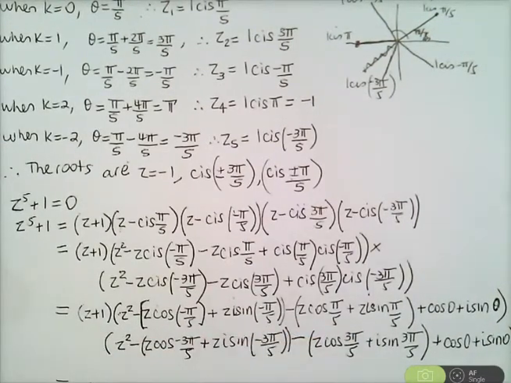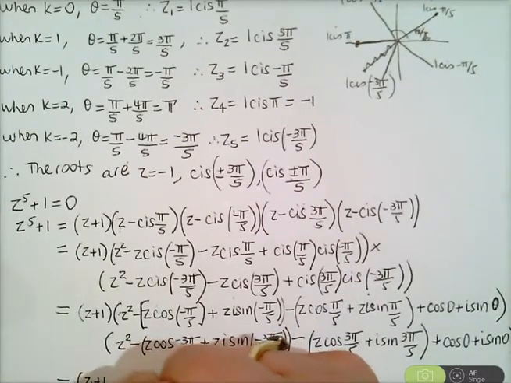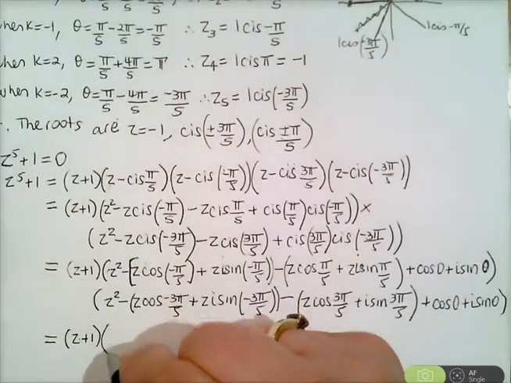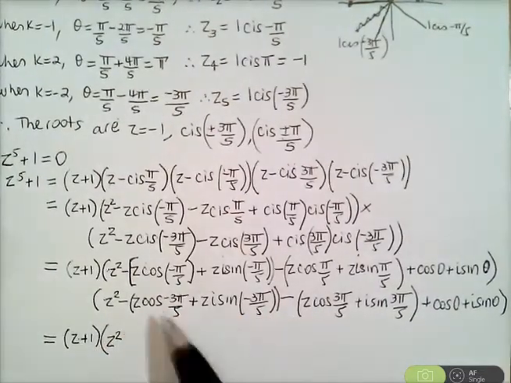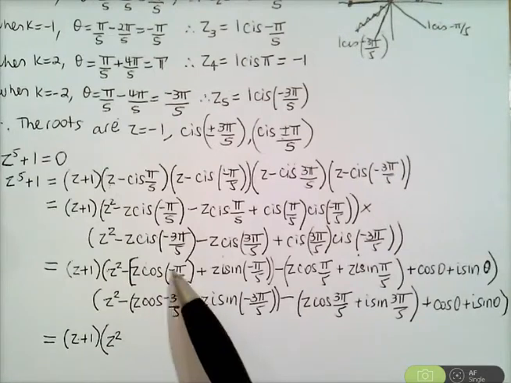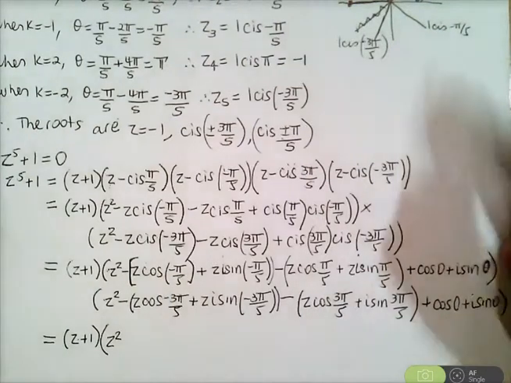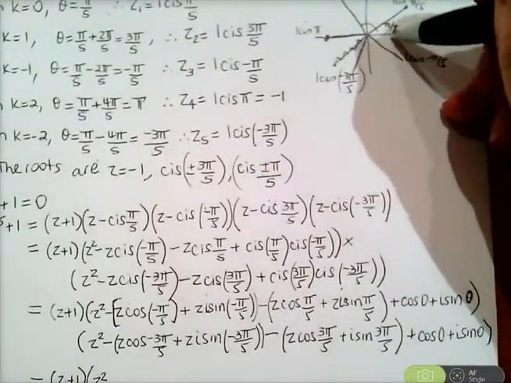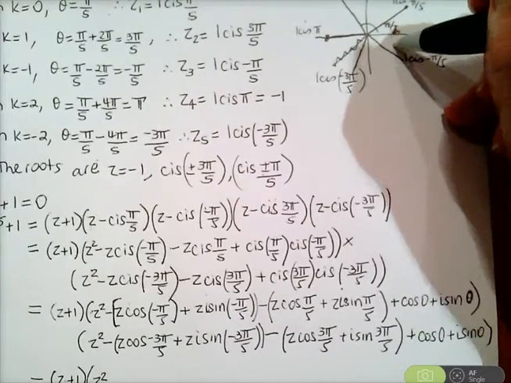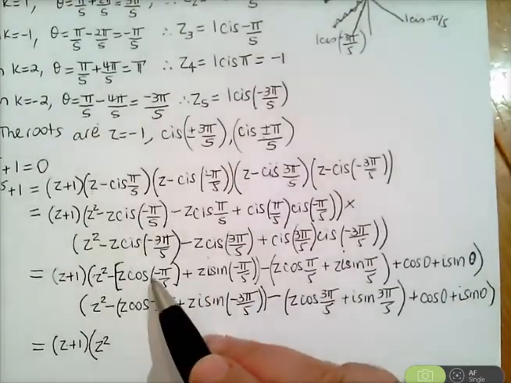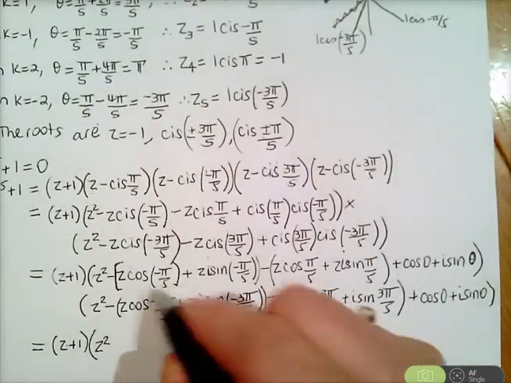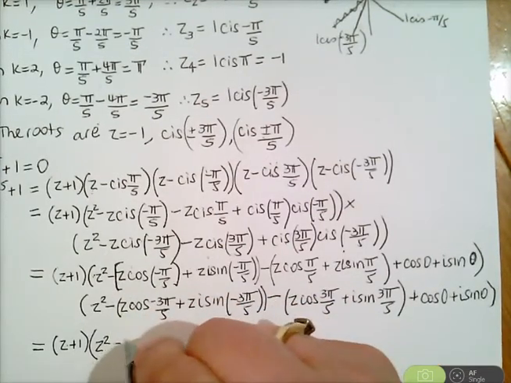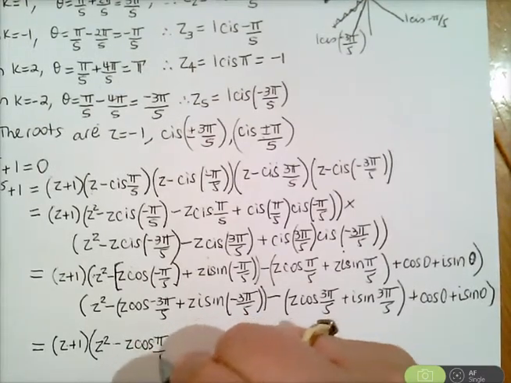Now, let's see what we've got. So we've got z plus 1, just running off screen there, times z squared. Now, we've got the cos of minus pi on 5, that lies in quadrant 4. So minus pi on 5, just looking back at this diagram up here, lies in quadrant 4, and cos happens to be positive in quadrant 4. So this is the same as z cos pi on 5. So we've got z squared minus z cos pi on 5.